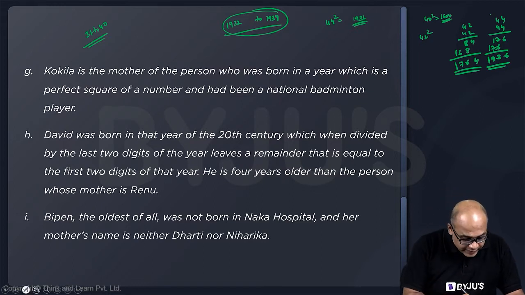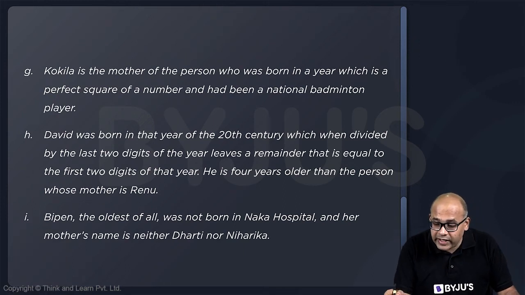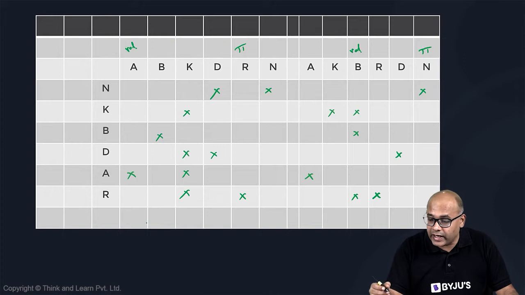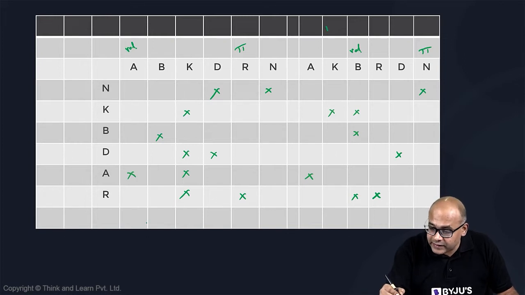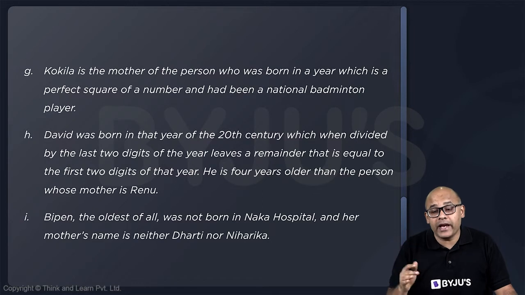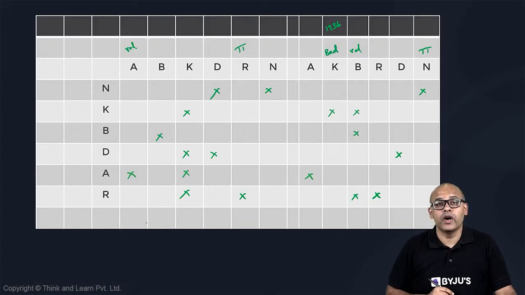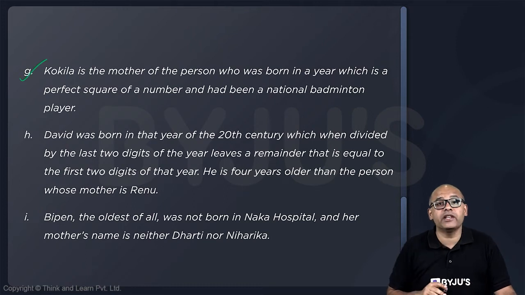So we can erase all of this, and you can say that Kokila is the mother of the person who was born in a year which is a perfect square. So Kokila, this person's child is born in 1936. Okay. And has been a national badminton player. And so the player is a badminton player. So this is badminton. Okay. So G I have utilized entirely. Nothing is left in point number G.